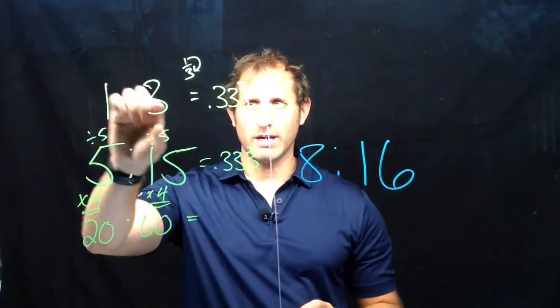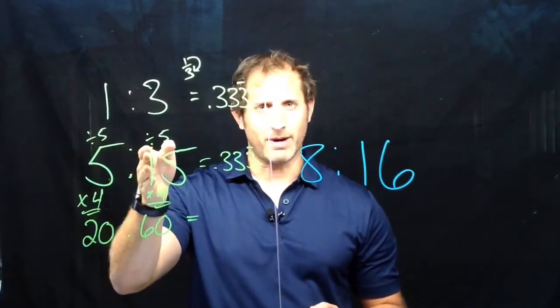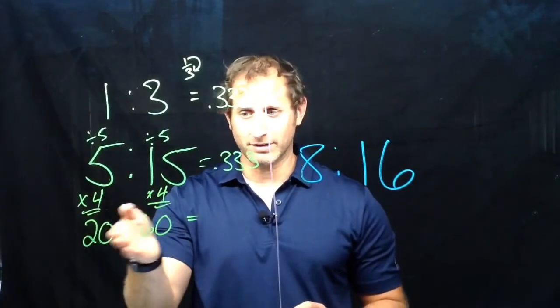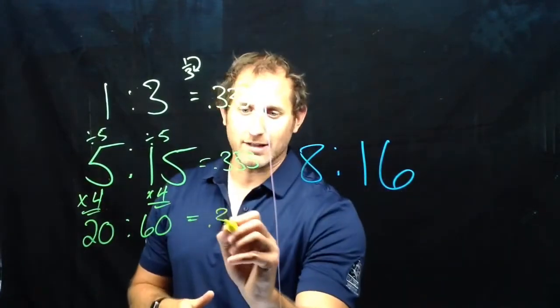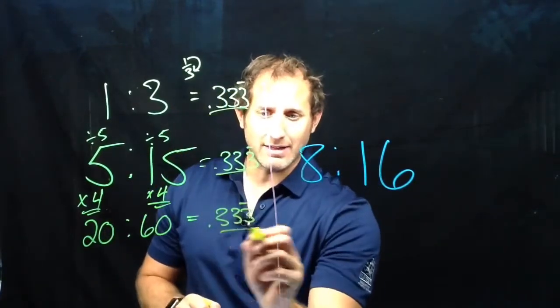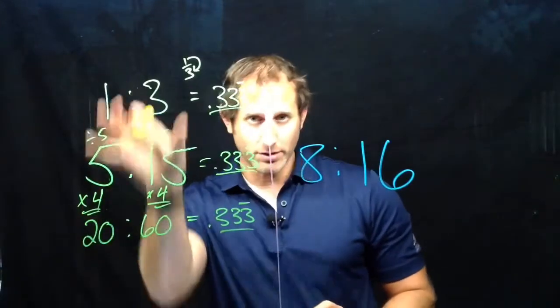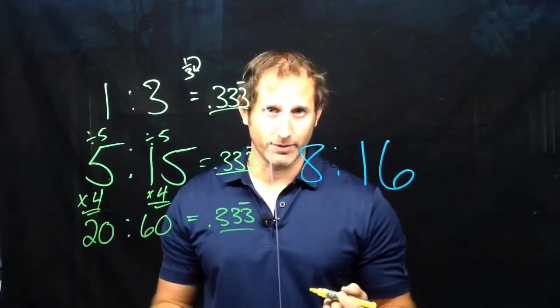Because I took the 1 and divided it by the 3. I took the left divided by the right. So I'm going to do the same thing here. Left divided by the right. And you're going to see that the number is going to be decimal 333 repeating, showing that each of these, even though they're different numbers, they are equal. They are equivalent to each other.